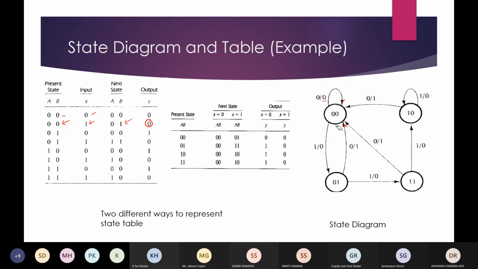Similarly, if I am in state say 1 0, and if input is 1, then again I am going back to the state 1 0, and the corresponding output will be 0. And if the input is 0, then I will be going back to the state 0 0. This is the same thing represented here in the state table, and basically state table and state diagram are just two ways of representing any information.